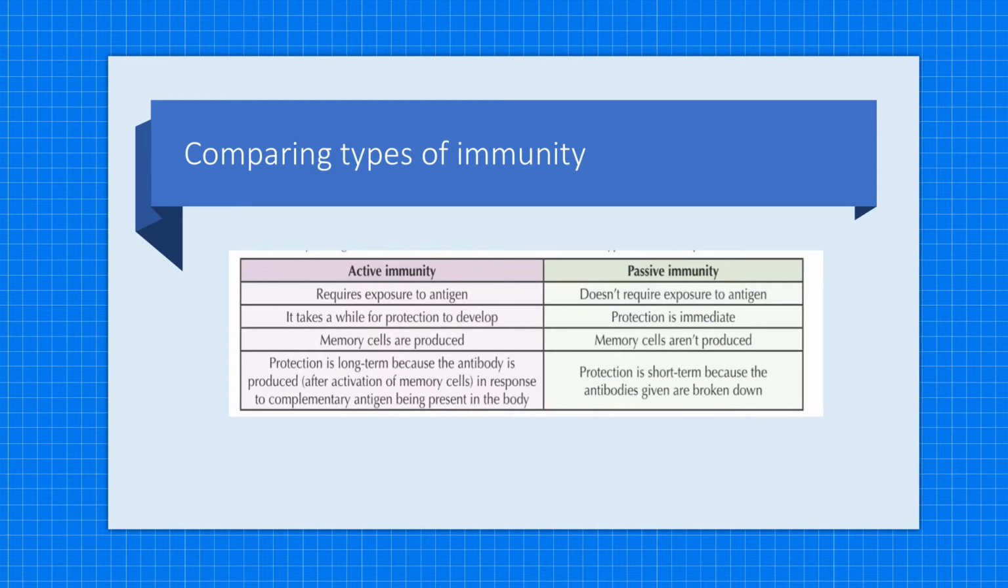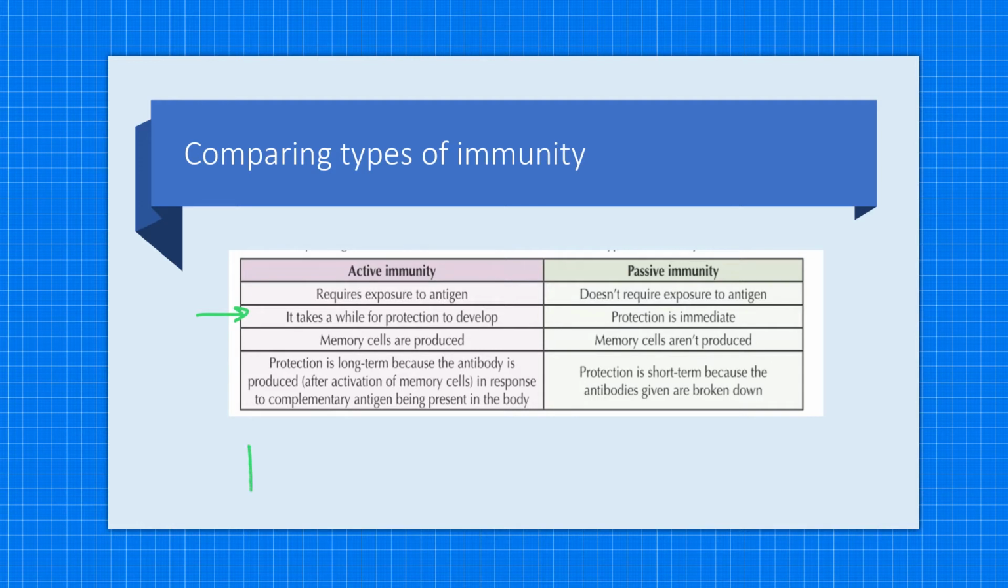Now in your exam, they might want you to compare the two types of immunity. So this is a really useful list. So let's go through them, between active and passive. So first of all, active requires exposure to the antigen, whereas the passive immunity doesn't require exposure to the antigen. Active, it takes a while for protection to develop, whereas for passive immunity, protection is immediate. Active immunity, memory cells are produced, whereas in passive, memory cells aren't produced. And then active protection is long-term because the antibody is produced after activation of memory cells. And then in passive, protection is short-term because the antibodies given are broken down.